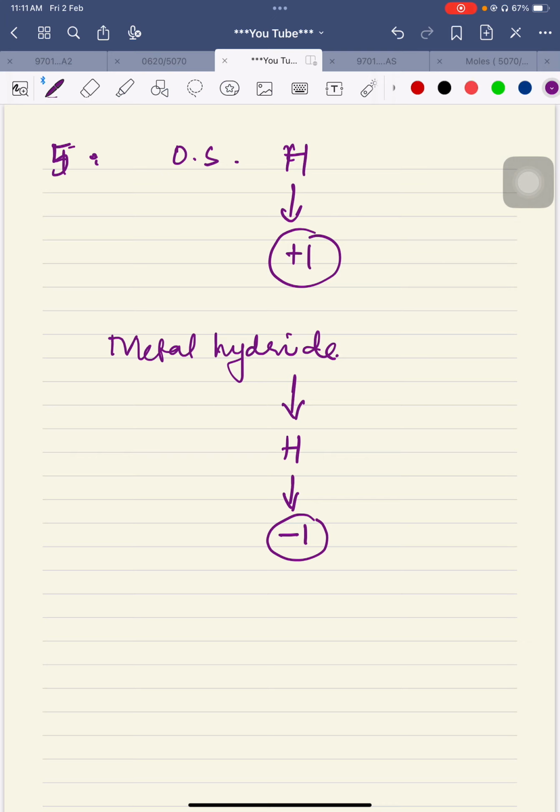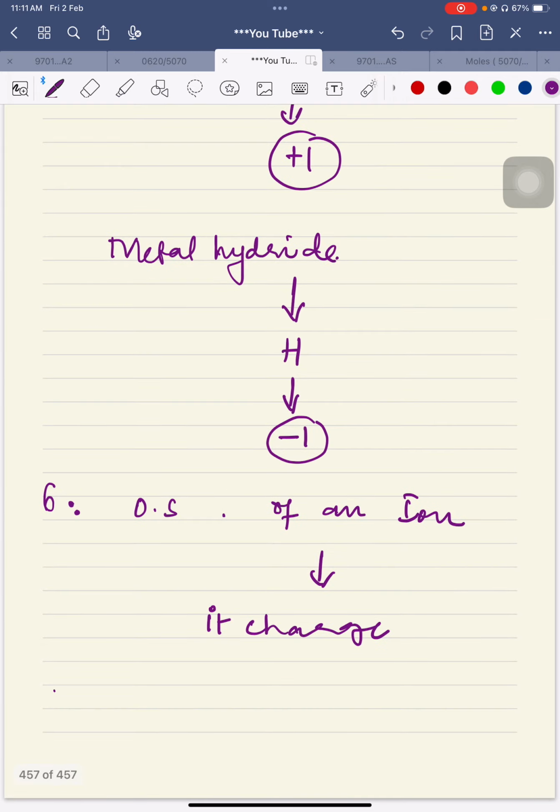If we are talking about the oxidation state of an ion, we can say that the oxidation state of an ion is equal to its charge. What is the example for this? Consider the ion Na+1. It is an ion. It has a charge of +1. So its oxidation state will be +1.